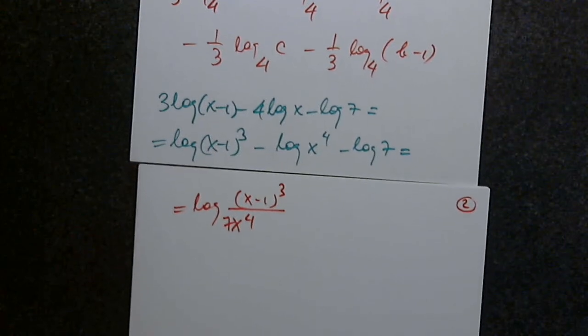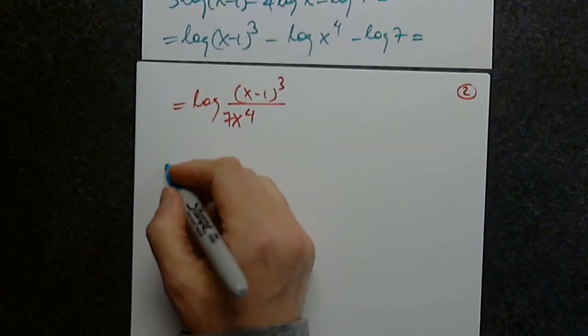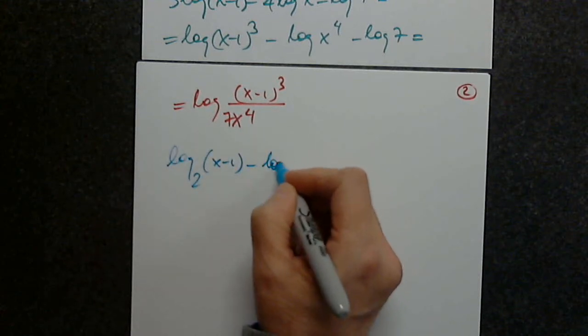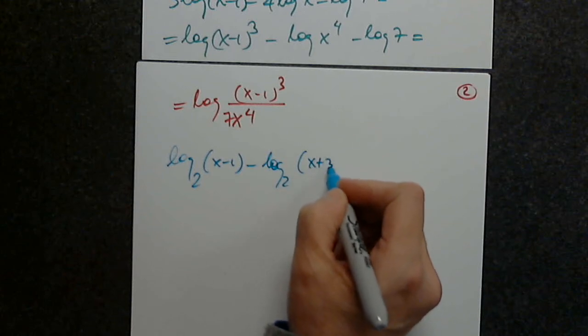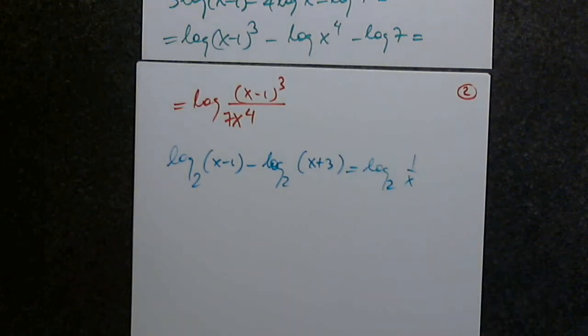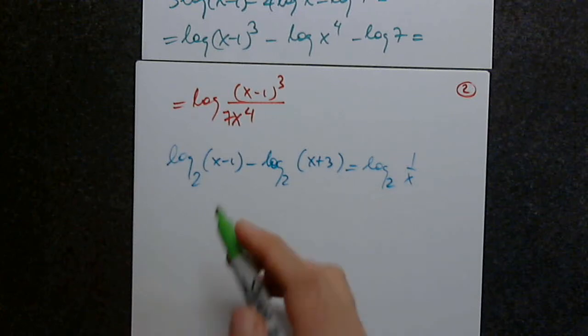So now let's look at 8. Log base 2 of x minus 1 minus log base 2 of x plus 3 equals log base 2 of 1 over x. We had an identical problem right before the test. That's why I post everything, in the hope that at least a few of you will look.